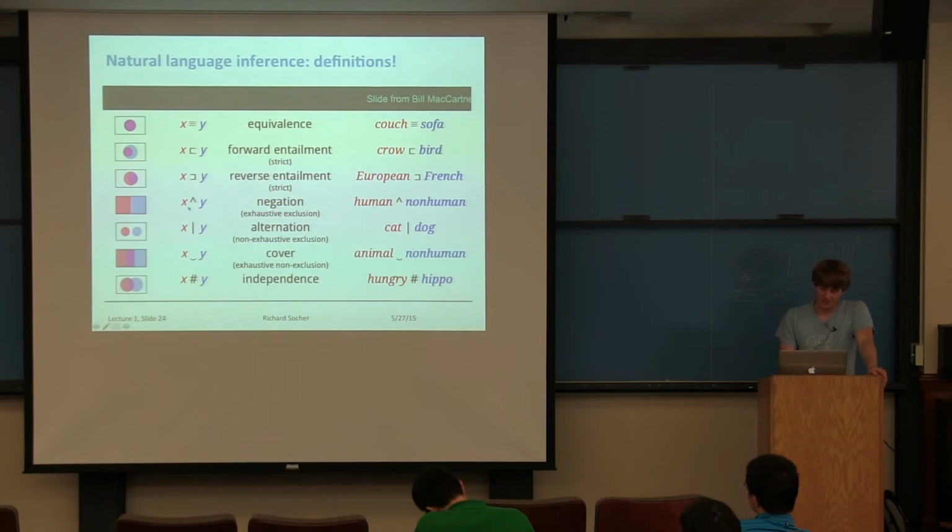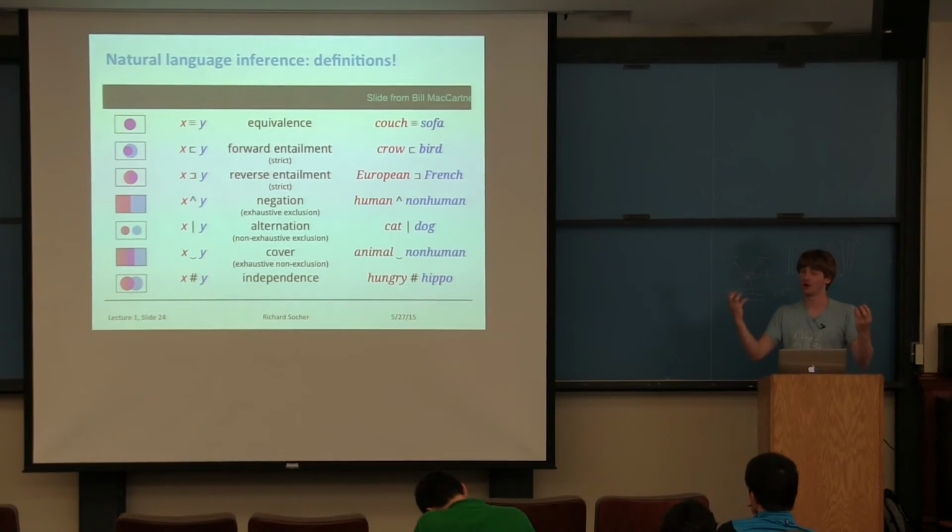You can have negation, having this symbol right here, basically an exhaustive exclusion. You can have all humans and non-humans, or all the things you can learn in Harvard Business School and all the things you cannot learn in Harvard Business School. You have alternation, so basically a non-exhaustive exclusion. Cats and dogs don't really span the set of all possible things in the world, nor the set of all animals, but they're definitely completely exclusive, and you can be either a dog or a cat. And so on. There are basically lots of different kinds of relationships.